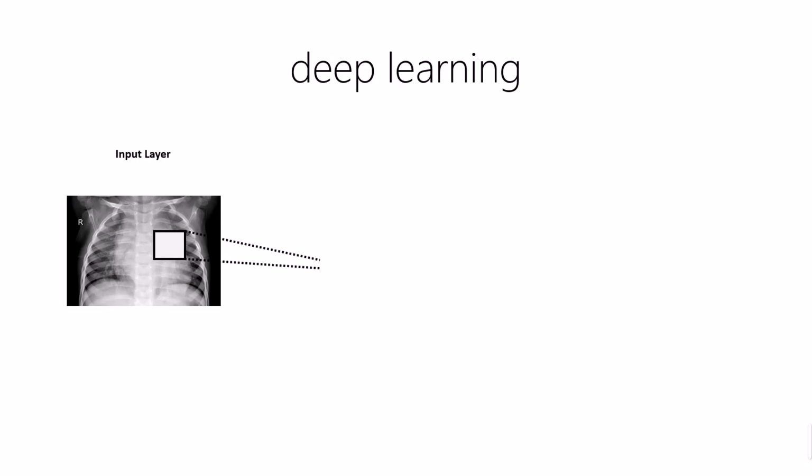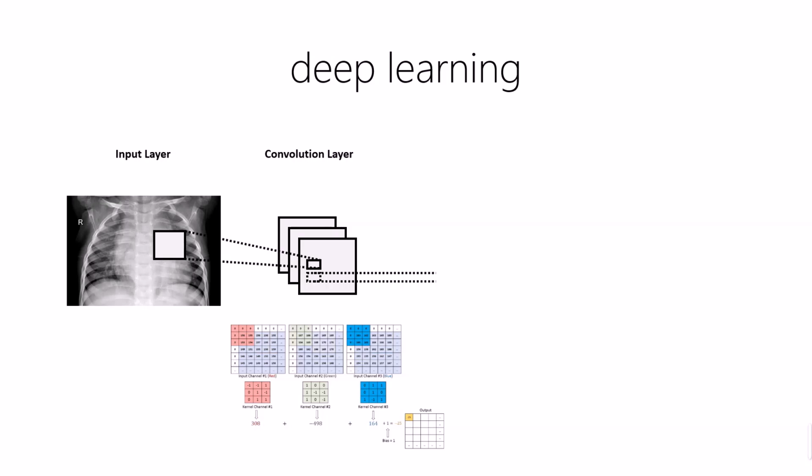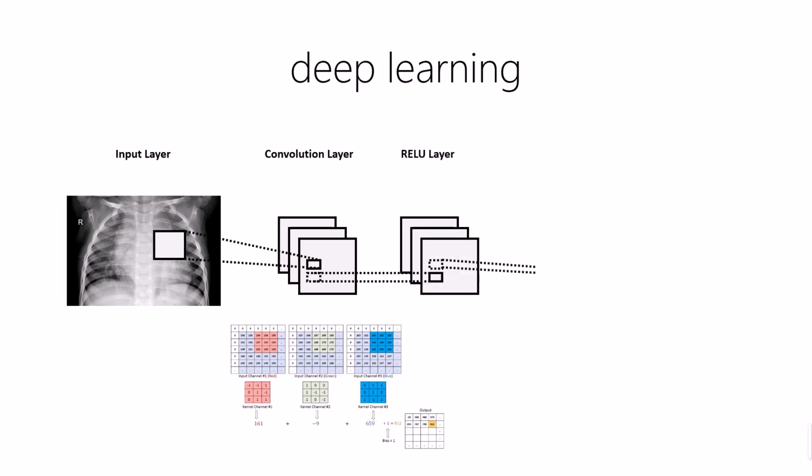First comes the input layer, which is the image of the chest X-ray. Next comes the convolutional layer, which extracts features from an input image. The convolutional layer preserves the relationship between the pixels by learning image features using small squares of input data. Next comes the ReLU layer, which is an activation function that sets negative input values to 0. This simplifies and accelerates the calculations and training.